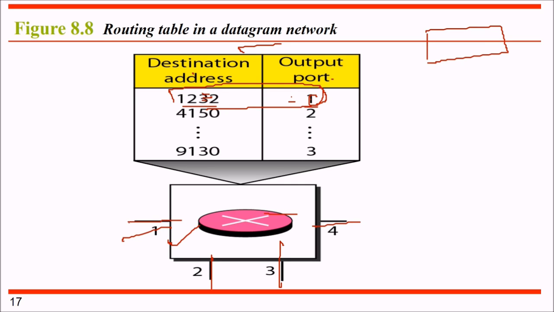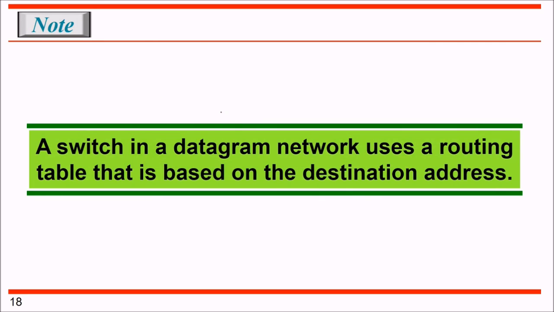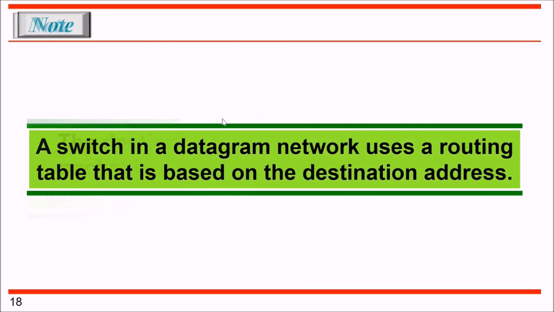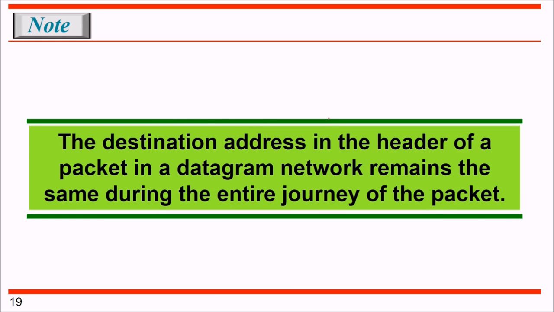The output port 1 has a destination address of 1232. This third has output port destination address of 9130. So a switch in a datagram network uses a routing table, which you have just seen, that is based on the destination address, and the destination address is in the header of a packet.